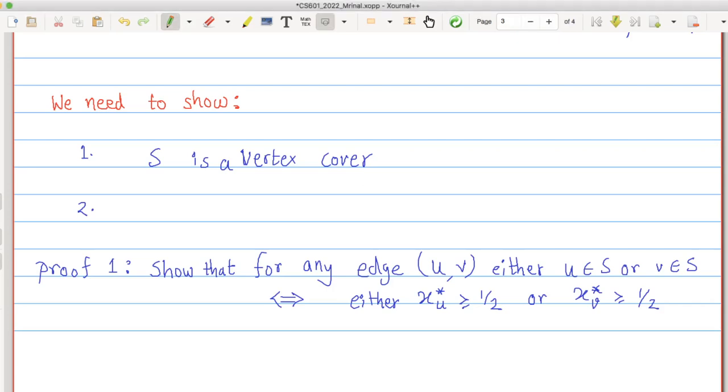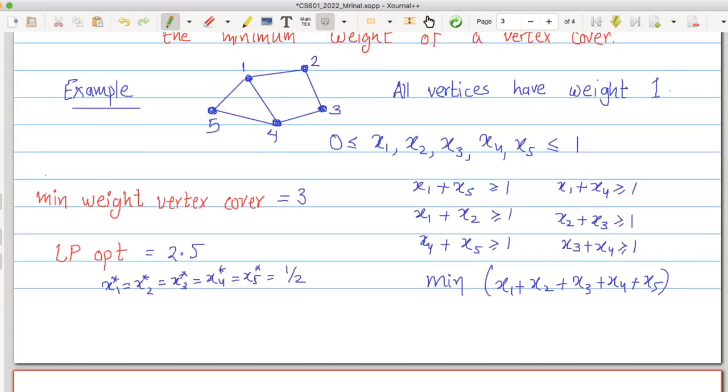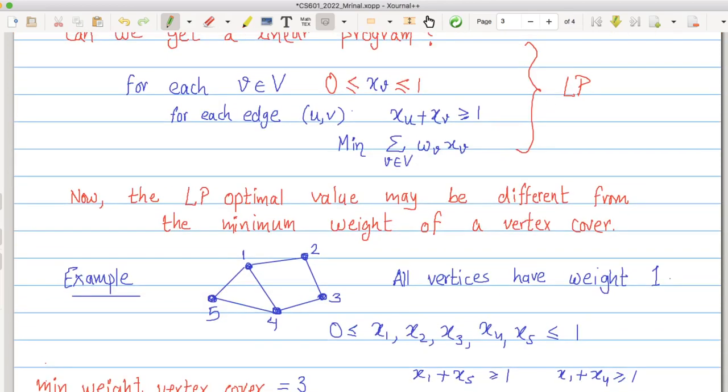So that's where the constraints in our linear program should come into the picture, right? So what are our constraints? We have one constraint for every edge, and it says that for any edge UV, XU plus XV should be at least 1. So for any feasible solution, either XU or XV would be at least half. One of them must be at least half, otherwise how will you get the sum to be 1?